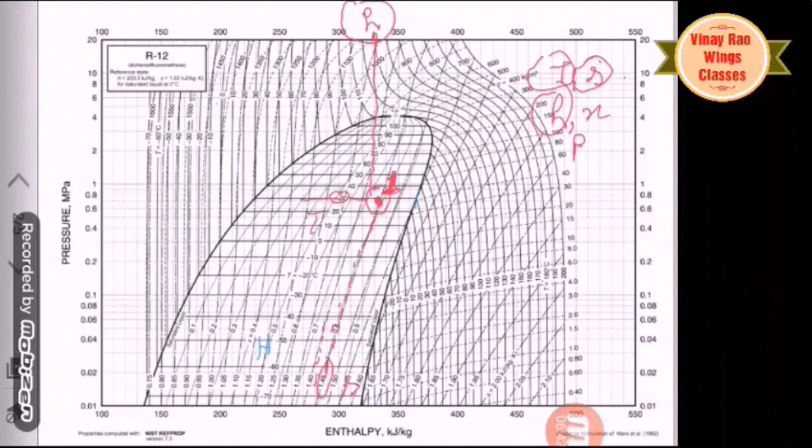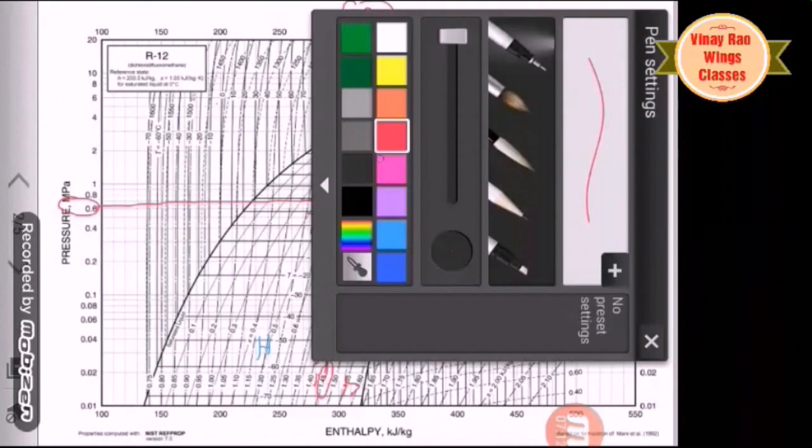We have to calculate the dryness fraction. These are the lines of dryness fraction. At this point, the dryness fraction is around 0.8. If we want to find the pressure, we follow this line: 0.6 bar is the pressure at this point. So we calculate all the parameters: temperature, entropy, enthalpy, dryness fraction, and pressure.